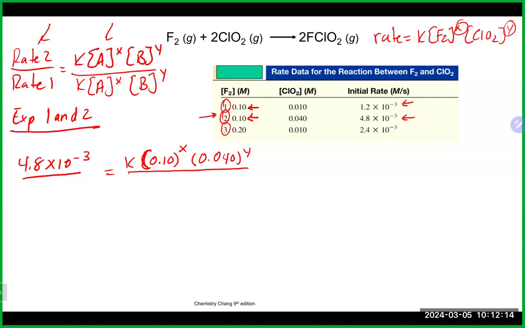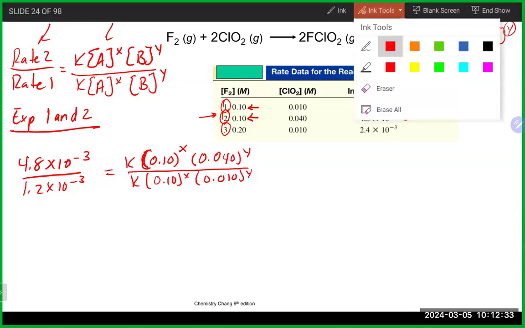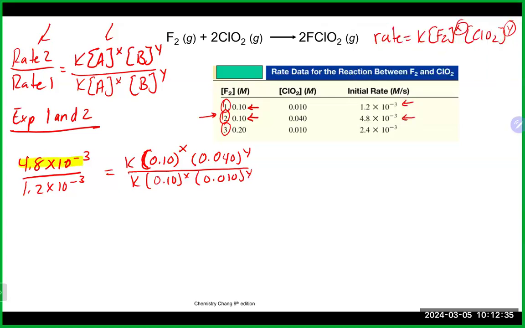Now I'm going to put everything for experiment 1 into the appropriate spots. And I'm going to do this, which will give me 0.1 to the x and now 0.01 to the y. So once again, everything up on top came from experiment 2, and everything on the bottom came from experiment 1. Any questions on that so far?